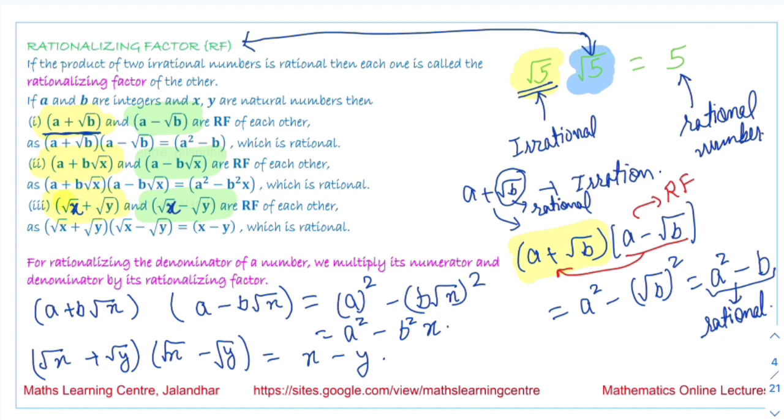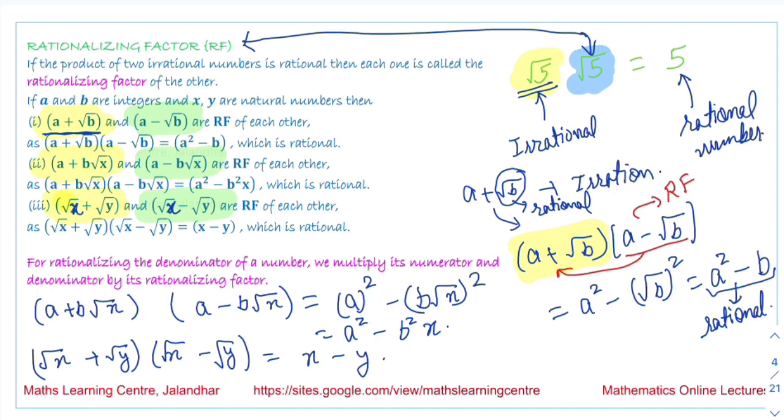So for rationalizing a number, we multiply and divide that number by the rationalizing factor of the denominator. We find the rationalizing factor of the denominator, and we multiply the numerator and denominator of that number by the rationalizing factor. The details we will see in the next examples.